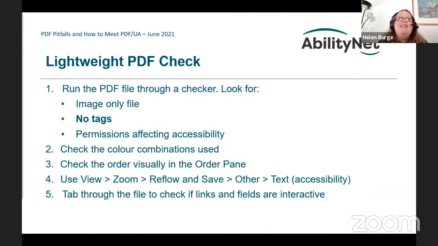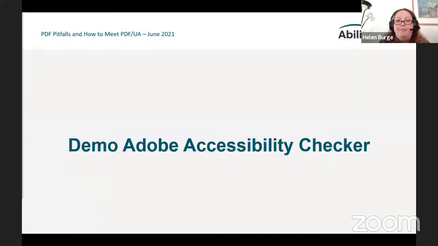Then you need to check things like color combinations and the order. Those are two manual checks always flagged in the checker. And something that some people might not think about doing is the reflow, to make sure that the PDF does reflow. You can either do the zoom reflow option or the save as other text so that you can see whether the order is linear or jumping around. And also tabbing through the file to check that links and fields have been done interactively.